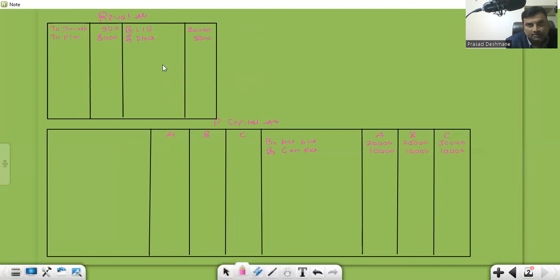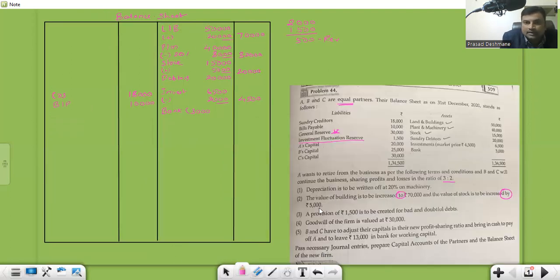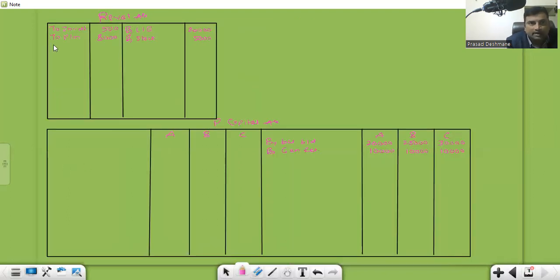Buy stock 5,000. Next, a provision of 1,500 is to be created for bad and doubtful debts. 1,500 is a provision, so that will be subtracted from debtors. Provision 1,500, so it's 18,500. Okay. And an asset decrease will go to the reval debit. Provision 1,500. Correct? Next.